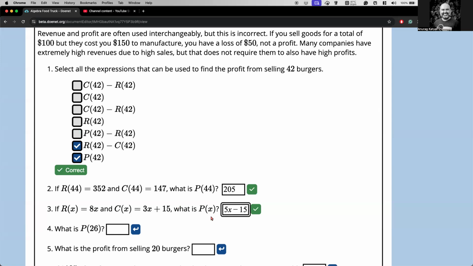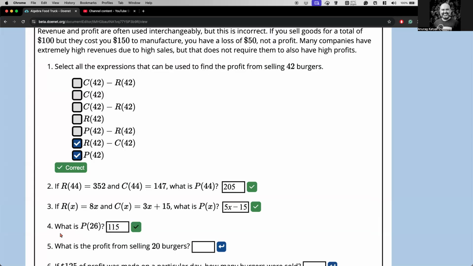Okay, so now that you have a profit function, how would you find the profit from selling 26 burgers? Do we see that this is everything we've done before? We've just dressed it up with a story about a food truck. Haven't we come up with equations in the past and then plugged in an X value to find the Y value? We're doing the exact same thing here. X is still X, but the Y value is the profit function, P. So if we plug 26 in here, what do we get? What's 5 times 26 minus 15? 115?